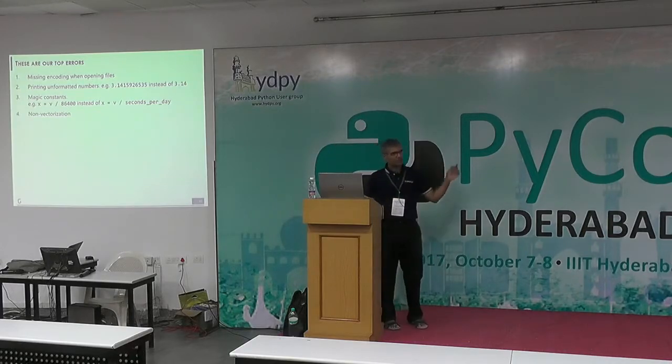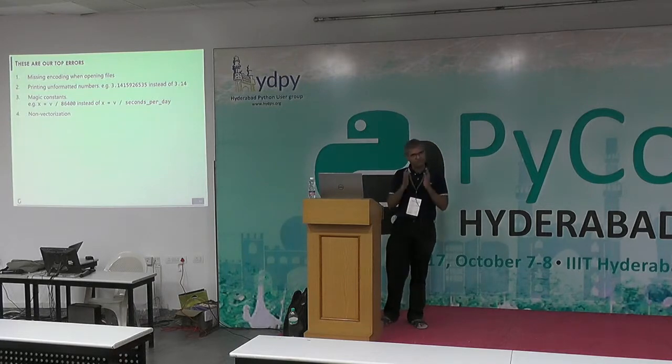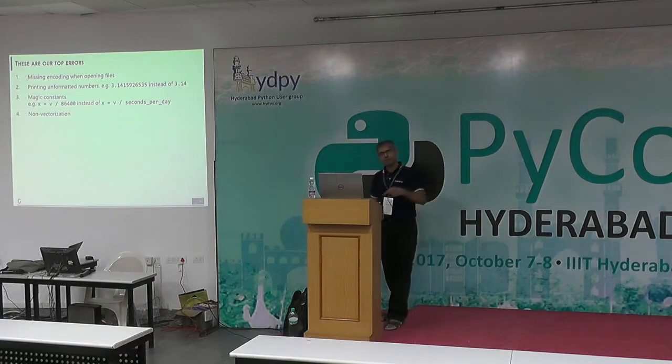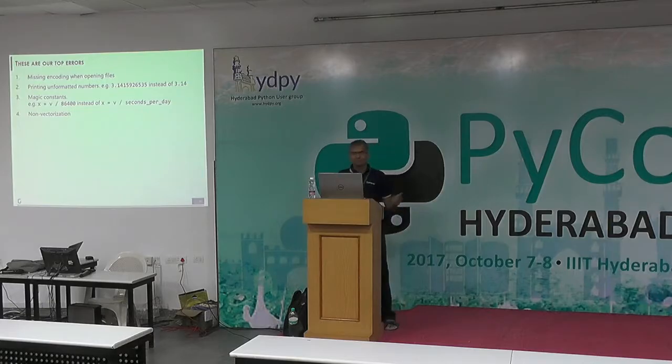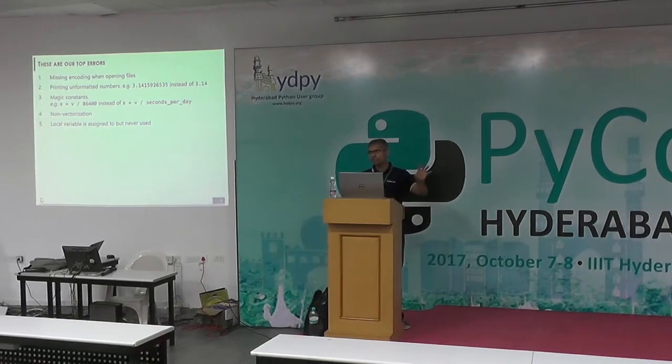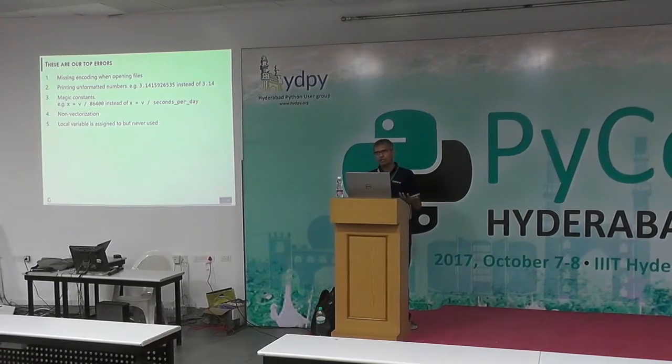Non-vectorization. You saw an example of this earlier. We have a data frame. It supports vectorized operations, but still we write a for loop and go through it. Local variables are assigned but not used. This is a standard Flake8 issue. We're doing a calculation, we're storing it somewhere, and that's it. Why are you doing the calculation?